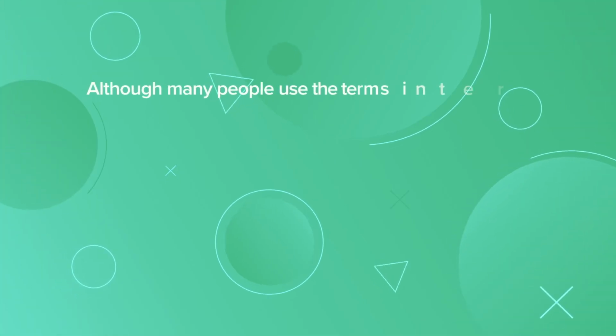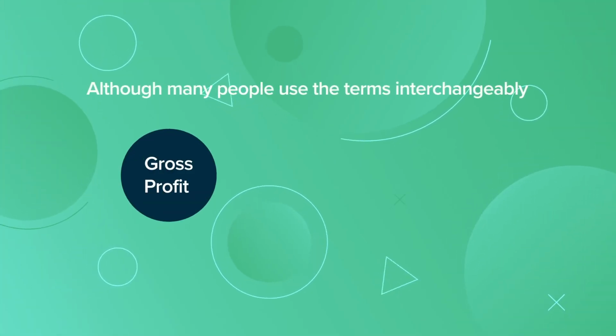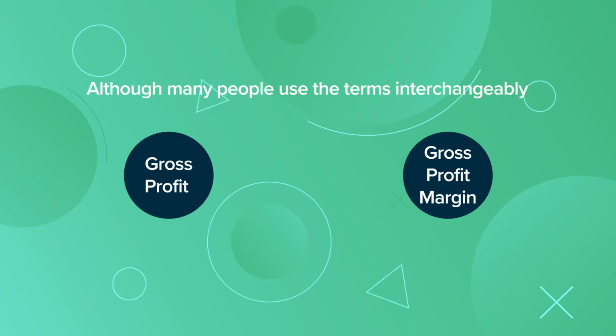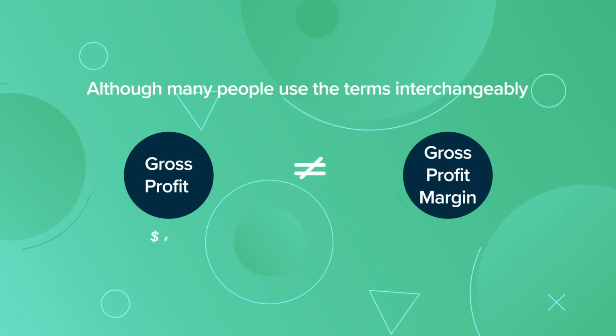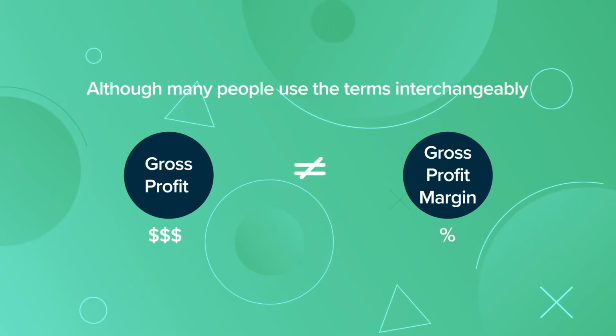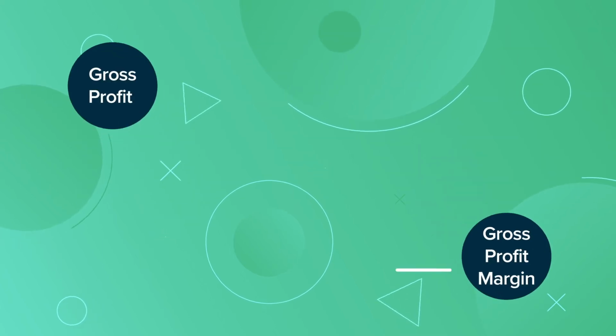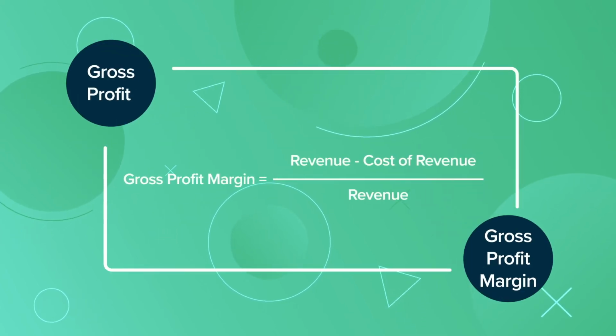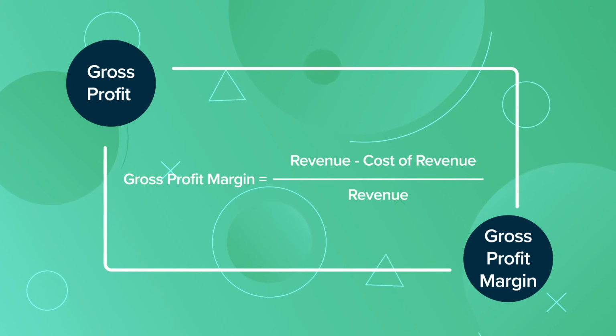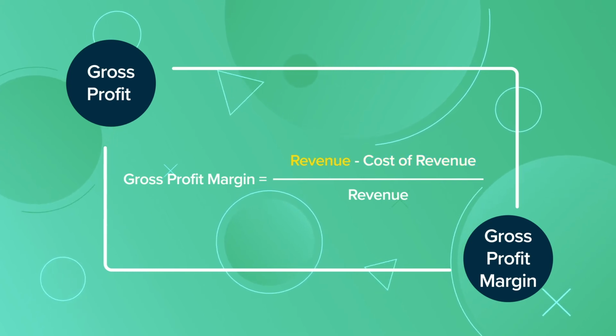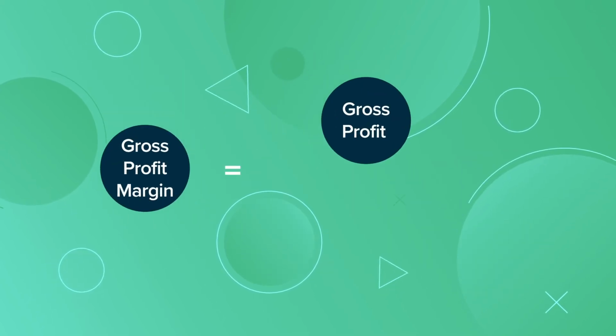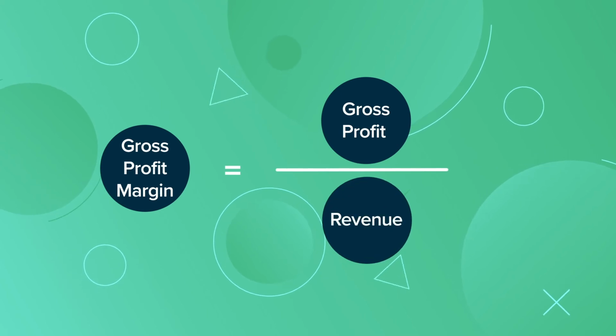Although many people use the terms interchangeably, gross profit and gross margin are not the same. Gross profit is a currency amount, while margin is a ratio or percentage. Gross profit margin is the percentage left as gross profit after subtracting the cost of revenue from the revenue. You calculate it by dividing the gross profit by the revenue.